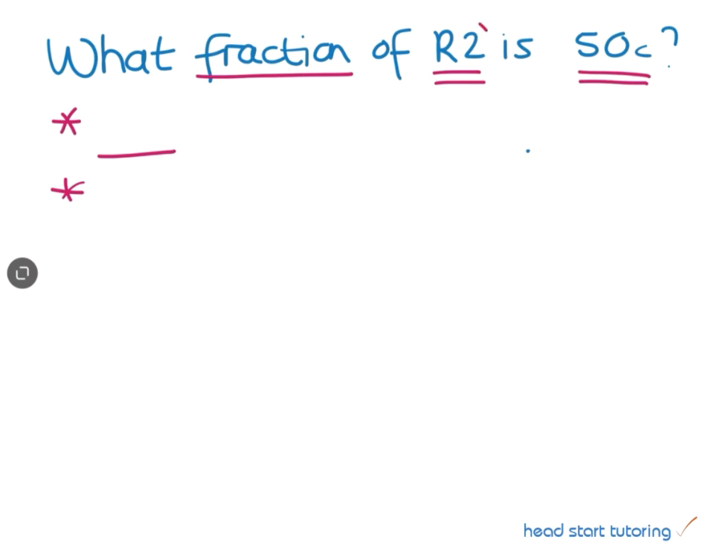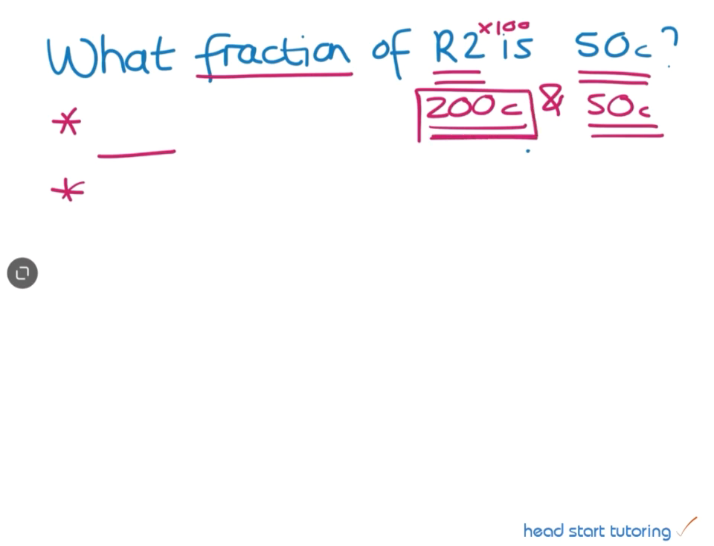So let's multiply our 2 rand by 100 to get 200 cents. And then we're working with 200 cents and 50 cents. So what fraction of a possible 200 cents is 50 cents? If we understand what fractions are all about, we would then understand that your denominator is always the number that we could have had, and the numerator is the number that we actually have.